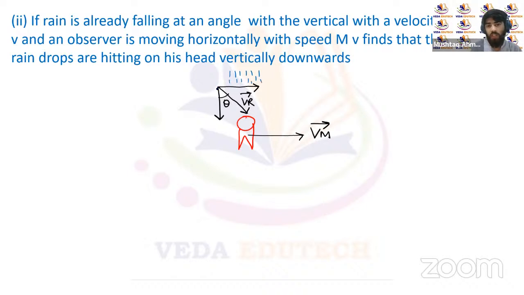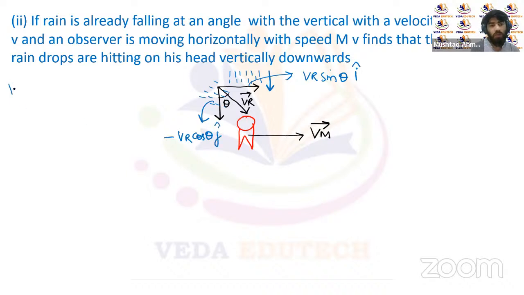With respect to the ground, the rain is falling like this, but this man, while moving, observes that rain is falling in the vertical direction. So if this is VR and this is VM, then for VRM we can resolve this VR into two components. One component will be VR sine of theta along the I cap direction, and the other component will be VR cos of theta along the minus J cap direction.